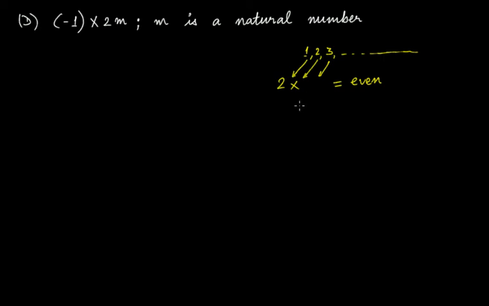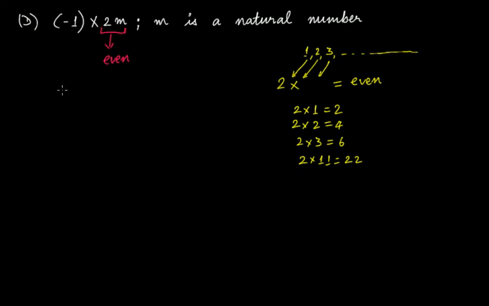If you want to check, you can check. 2 times 1 is 2, an even number. 2 times 2 is 4, an even number. 2 times 3 is 6, an even number. 2 times 11 is 22, an even number. So it doesn't matter what natural number you multiply with 2, the final product will always be an even number. So 2m will always be an even number, because m is a natural number, and if you multiply any natural number with 2, you get an even number.